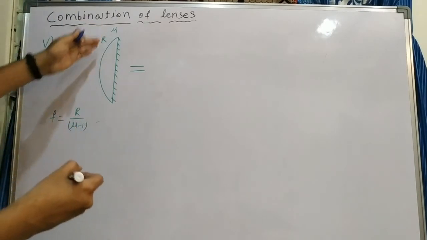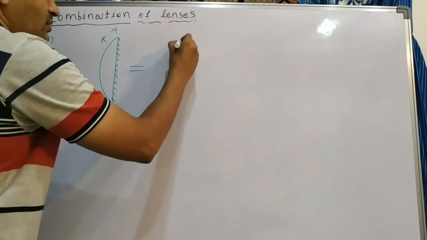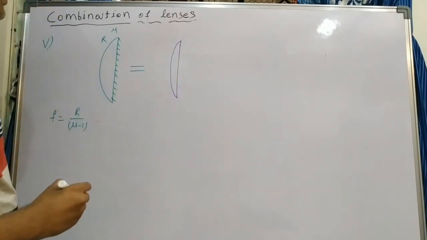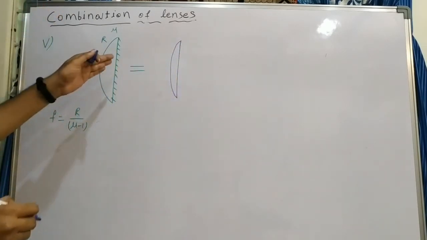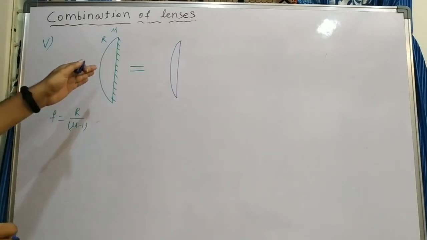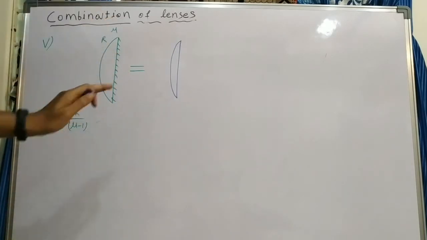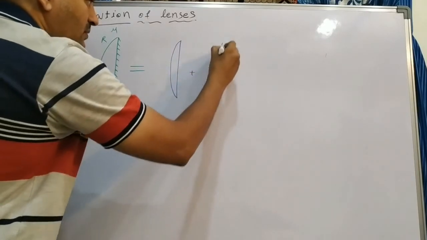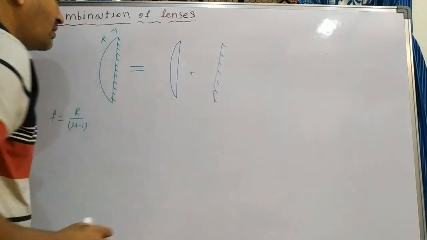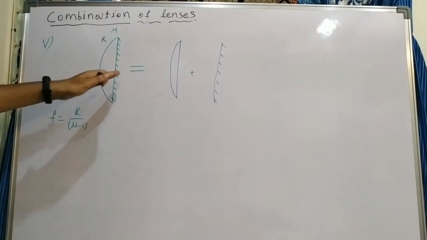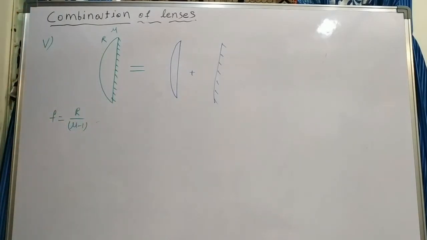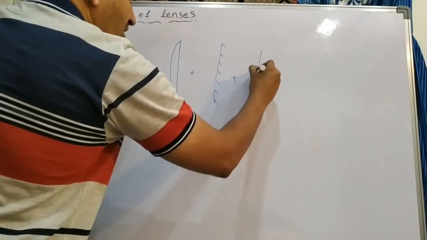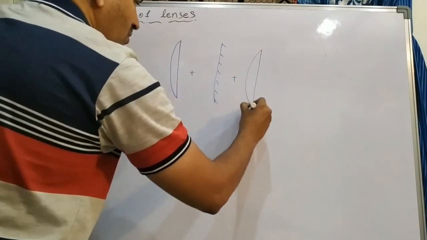There is a plano-convex lens. Light enters into the plano-convex, and after entering it falls on a flat mirror. So it is a combination of a plane mirror. After reflection, what happens? It again travels through the plano-convex and comes outside. So again it will be taken as a plano-convex.